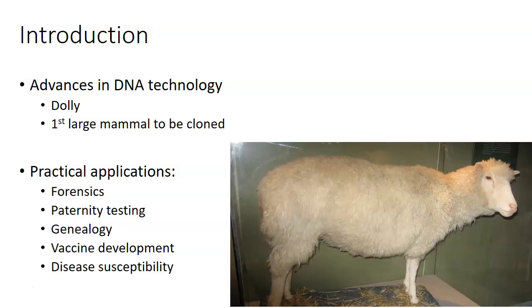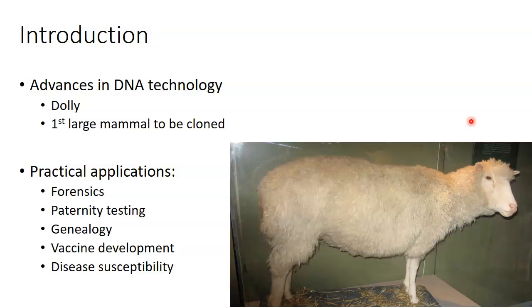Pictured here in this nice photograph is Dolly. She was the first large mammal to be cloned. Let me just grab my pointer here. Using modern-day DNA technological approaches, recombinant DNA technology and cloning was used to produce Dolly. We are able to clone other things as well. Cloning in cell culture is very, very common, very, very easy to carry out. And other mammals have been cloned since Dolly.